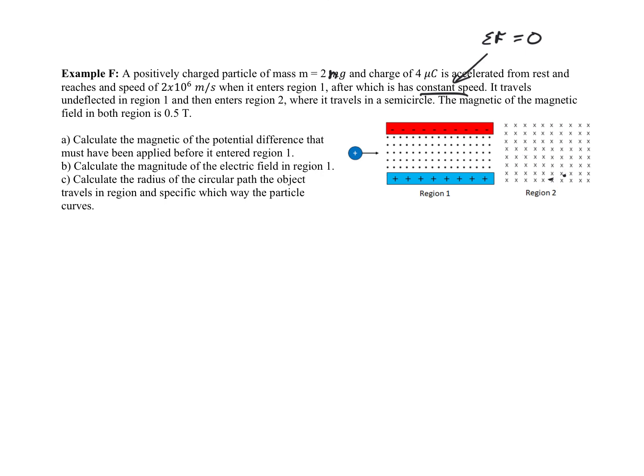So let's do the math and look at part A. Calculate the magnitude of the potential difference. So in other words, we want to find V. Correct? Right. All right, so we've got to find V.